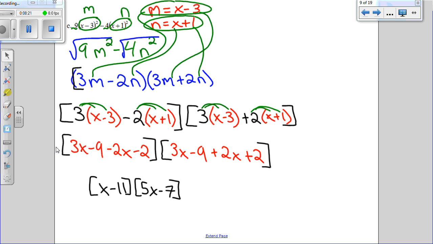Do we have any questions about that factoring?